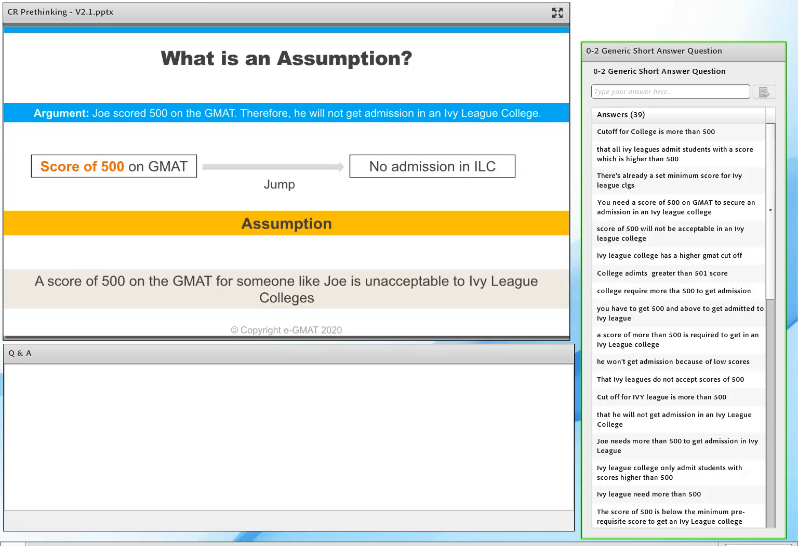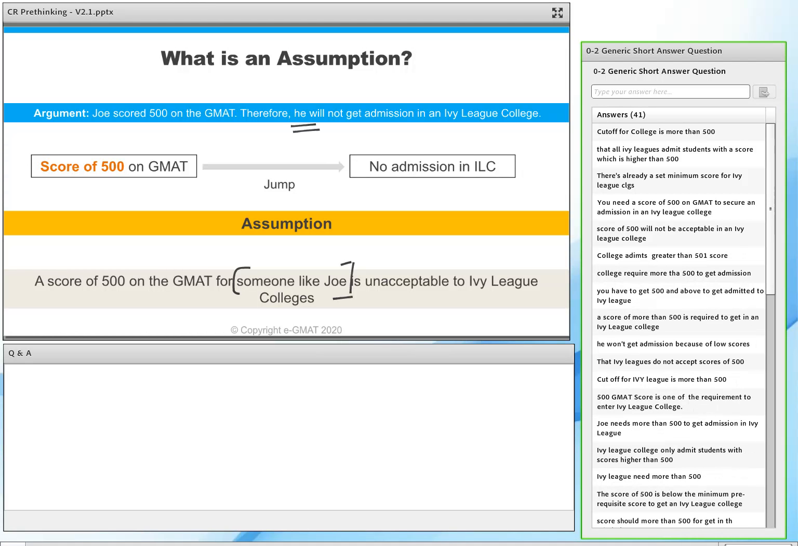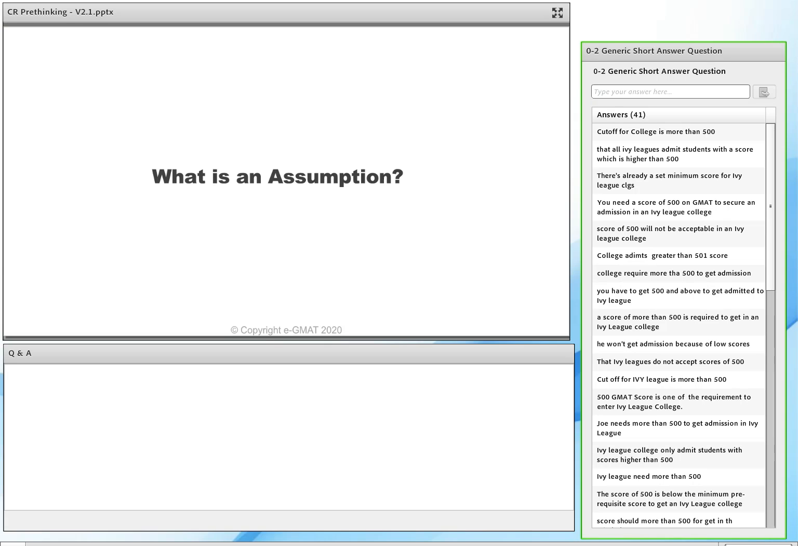And you guys were able to come up with this. You were able to figure out the jump that the author made. Why? Because you could visualize this even without any formal training. The only piece I would like to add is that this applies to someone like Joe. Why? Because the conclusion is about Joe. It's not about the Prince of Saudi Arabia. The Prince of Saudi Arabia may get into an Ivy League college with a score of 500. Joe probably cannot. Joe cannot, not probably. The author is very certain that Joe cannot. That's the only piece. An assumption is always tied to the subjects in the conclusion. But other than that, good job visualizing this.